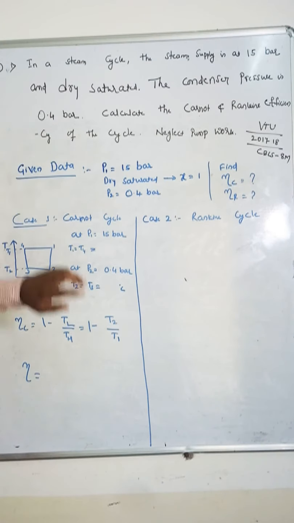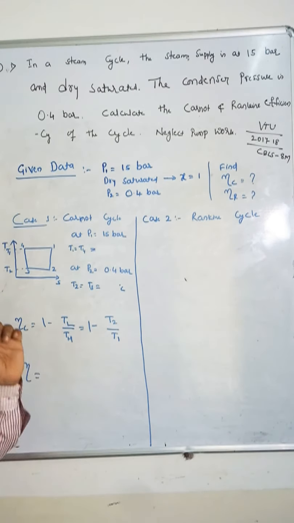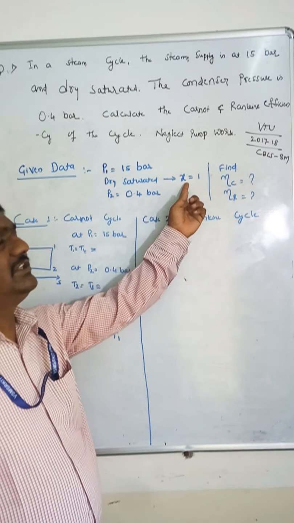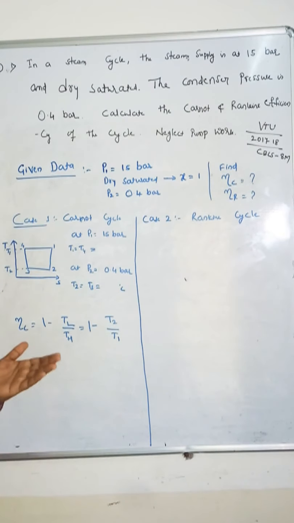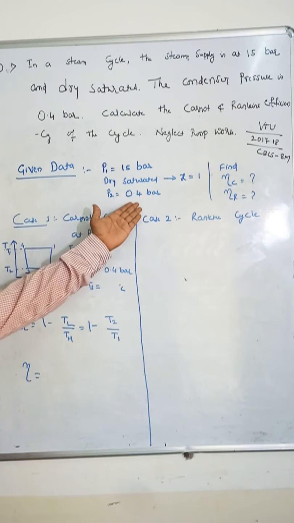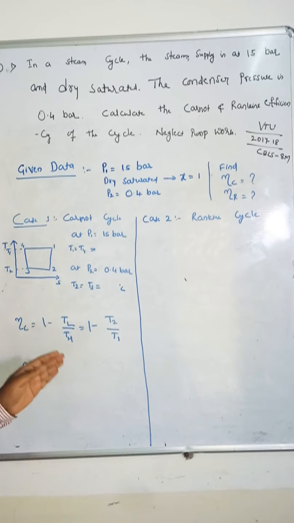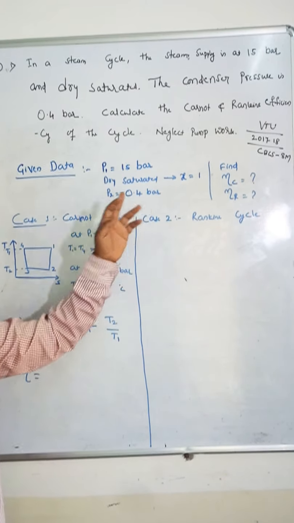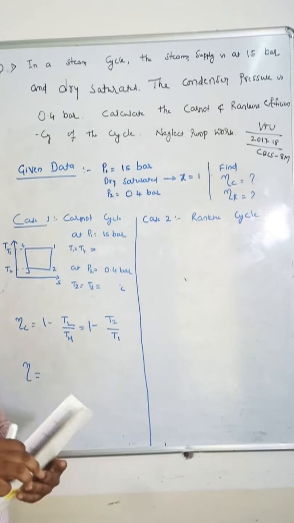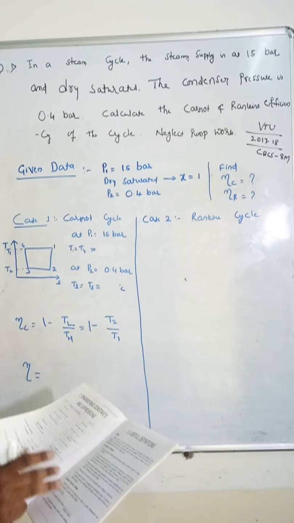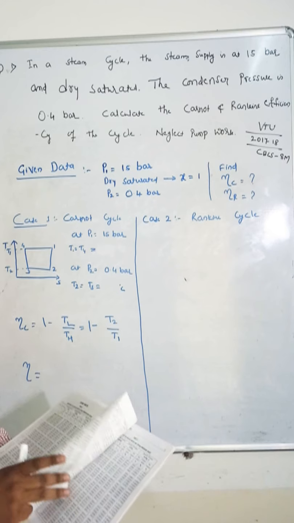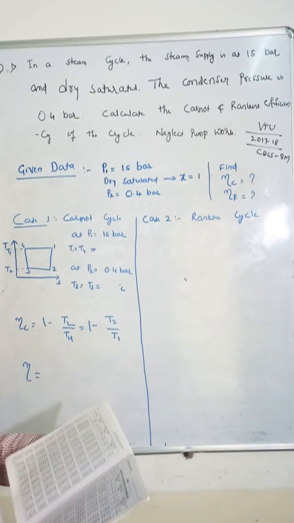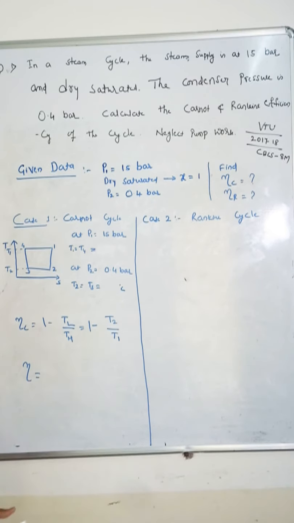I told you to underline dry saturated. If the word dry saturated is there, please take x equal to 1, because it is a 100% dryness fraction he has given. The second one, condenser pressure, is directly given as 0.4 bar. In all problems, if it is given in kilopascals, you need to convert it to bar, because the steam table operates with pressure in bar as the unit, right? So for the Carnot cycle, what is the efficiency?